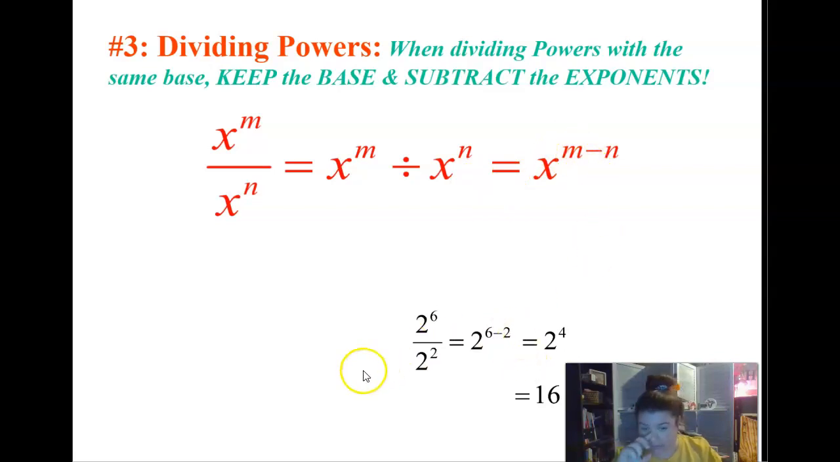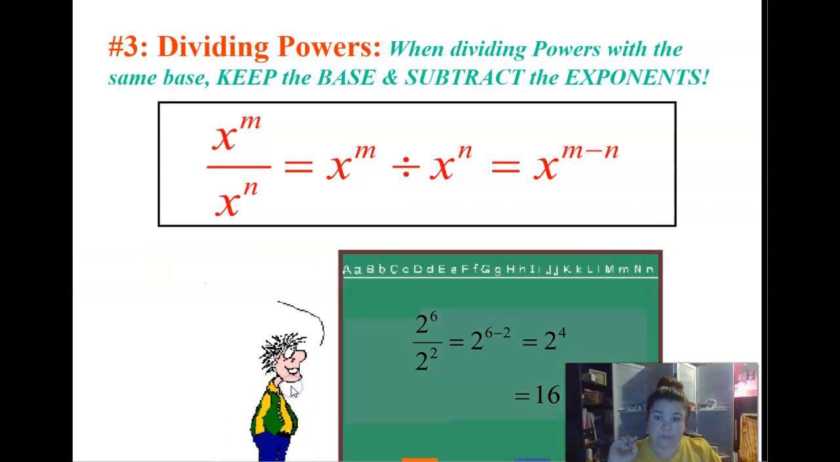Okay, so look at our example here. 2 to the 6th power over 2 to the 2nd power. We're just going to subtract those. It'll be 2 is your base, and then 6 minus 2, which is 4. Then you have 2 to the 4th power. So then you can multiply it out. 2 times 2 times 2 times 2. Okay? And that will equal 16.